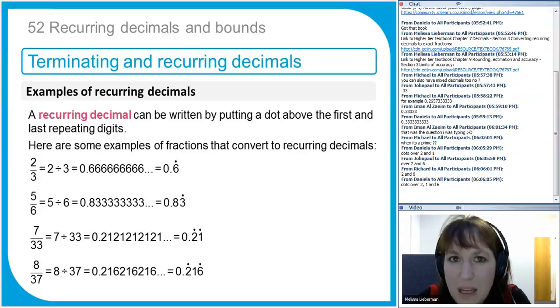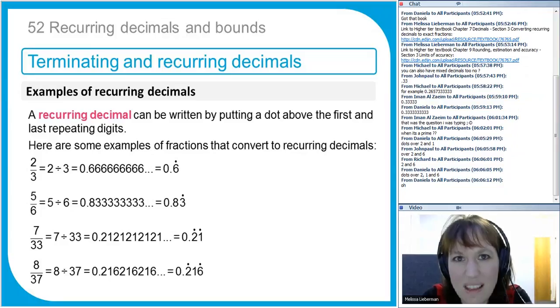Some have bigger repeating patterns. So a common one that you'll come across quite a lot is 1/7.